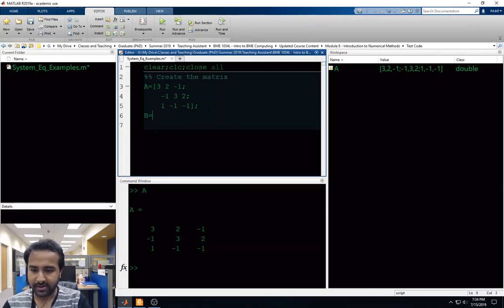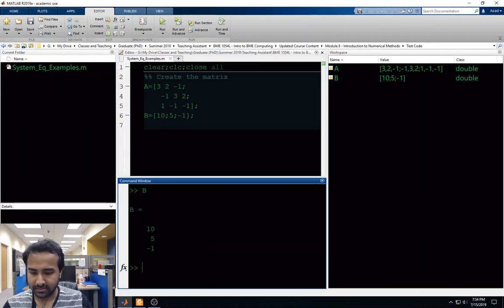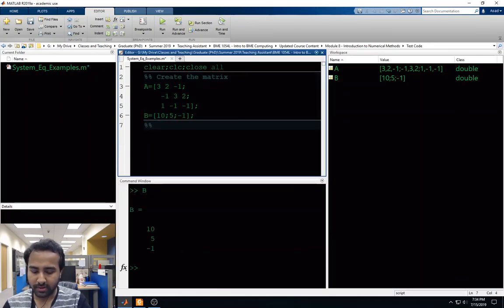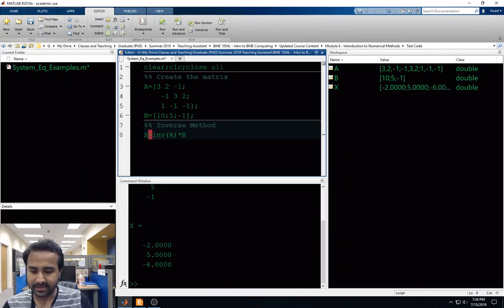Now don't forget we also have to make our B vector, and this is 10, B, negative 1. And remember, this has to be a column vector. All right, perfect. So now two methods for it. One is using the inverse method. So we can say x is equal to inverse A times B. And if you run this little section, you get the answers as -2 for x, 5 for y, and -6 for z.